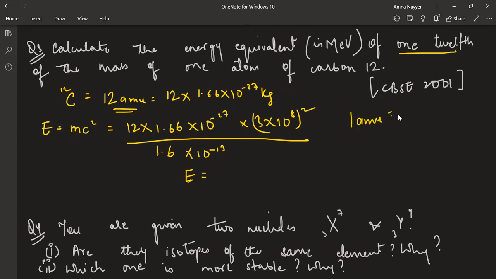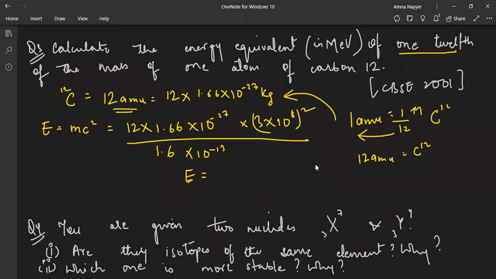1 AMU is 1/12 the mass of carbon 12. Right, you're saying this, no? So see, even when you are calculating the same thing, this is the same thing. How? This is 1 AMU, 1/12 of carbon 12. So multiply it here. 12 AMU will be the mass of the carbon 12. Now for converting AMU, you'll multiply it by 1.66 into 10 to the power minus 12.